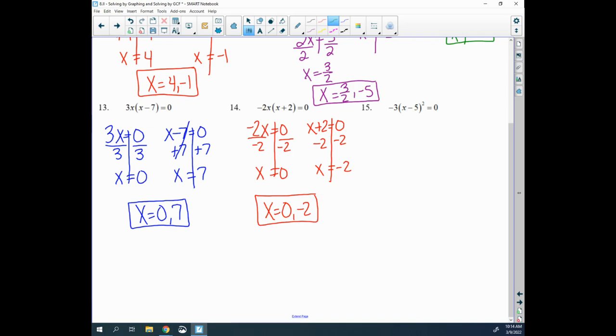On 15, you could set the -3 equal to 0, but then that doesn't happen. So we just X that out and say that doesn't happen. So then we just really have to focus on the x minus 5. So add 5, and we get x equals 5 is our one and only answer for that one. If x is any other number other than 5, that is not going to multiply out to give me 0.